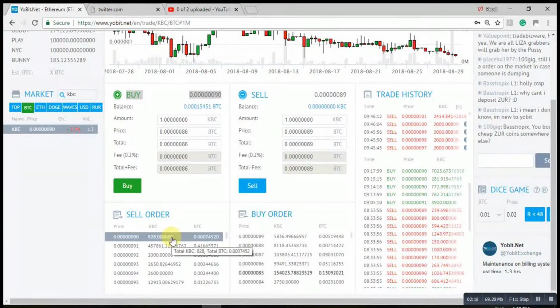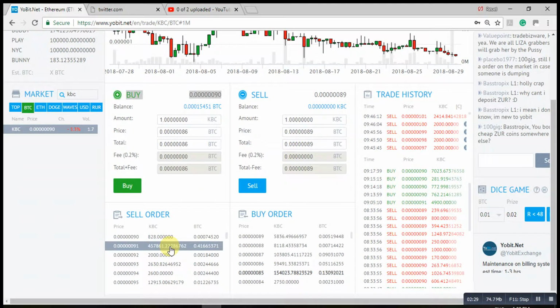So if I only need 600 or 700 coins, I can get the price at 90. But if I need to buy 200,000 coins, I have to buy then up to 91 because there's not enough at 90 to sell. So I have to buy part of this order to get 200 coins.